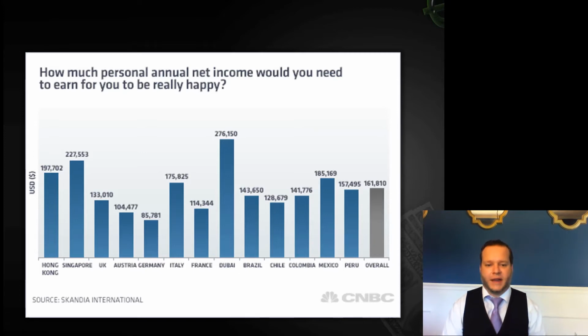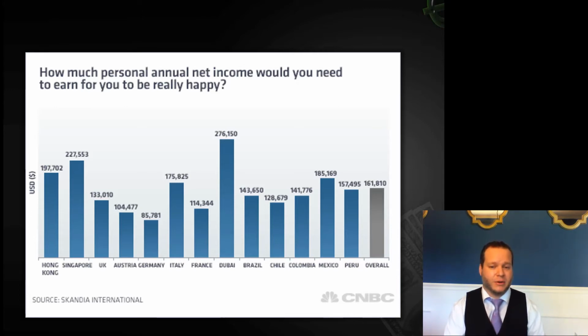So here's a survey I found was really interesting. They asked people around the world, how much net income would you need every year in order to be really happy? These are some interesting numbers. Take a look. I like to talk about the Mexico number when I look at this. So the average person in Mexico thinks that they need 185,000 US dollars a year in order to be happy.